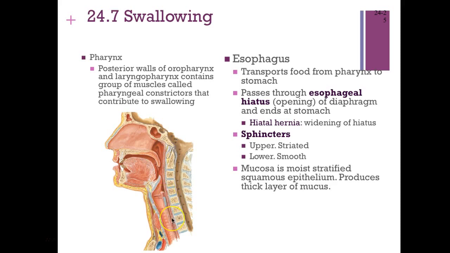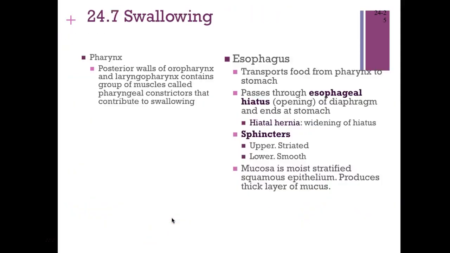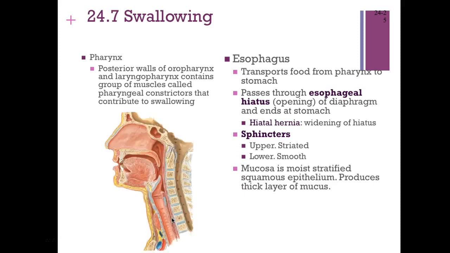Now as we follow the esophagus, we will move through an area called the esophageal hiatus. I thought I had a picture of this, but I guess I don't. I'll show it to you in another image. Basically this means in our diaphragm we will have an opening that will allow the esophagus to move through into the abdomen in order to attach to the stomach. We've got two sphincters here in the esophagus. We have an upper sphincter that is striated and the lower sphincter that is made up of smooth muscle.